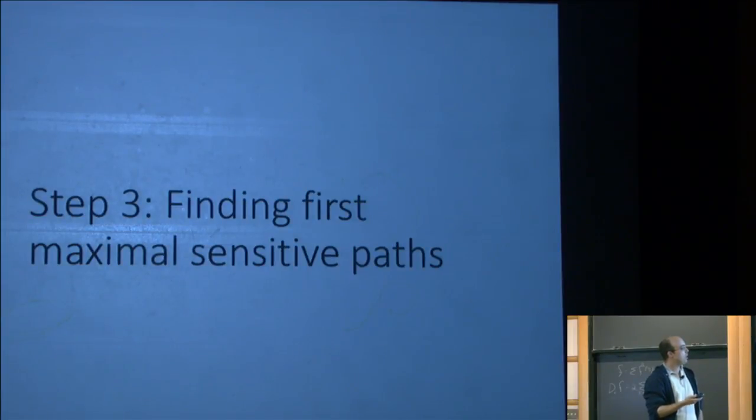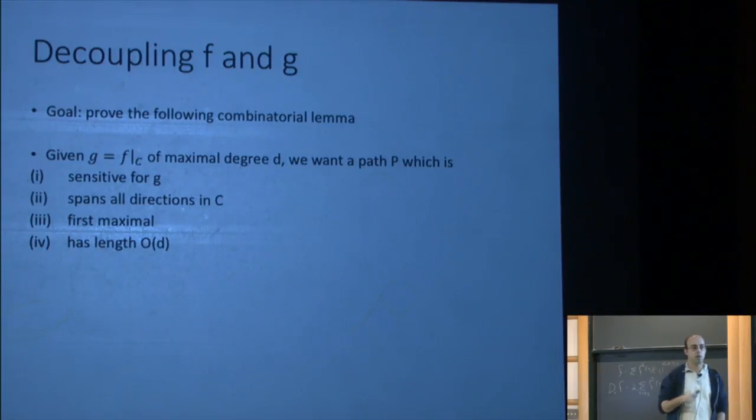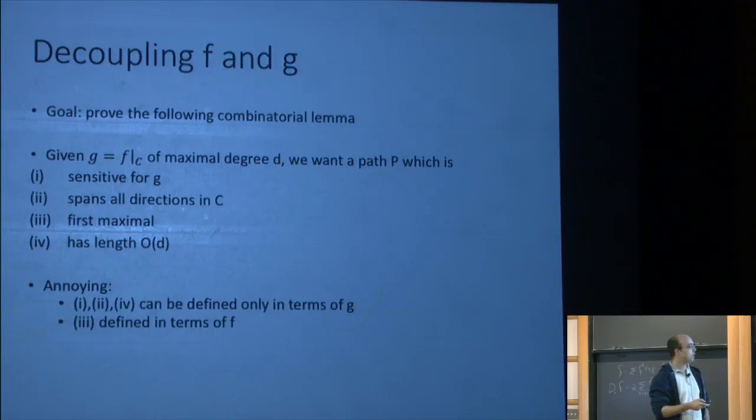Now let's try to prove this revised lemma. This is what we want to prove. Take any d-dimensional function that is a restriction of some larger function on n bits. We want a path p which is sensitive for g, spans all directions, and is short. First maximal here was just the name I gave for the first node having the maximal sensitivity out of all sensitive nodes in the path. But there are some annoying issues.